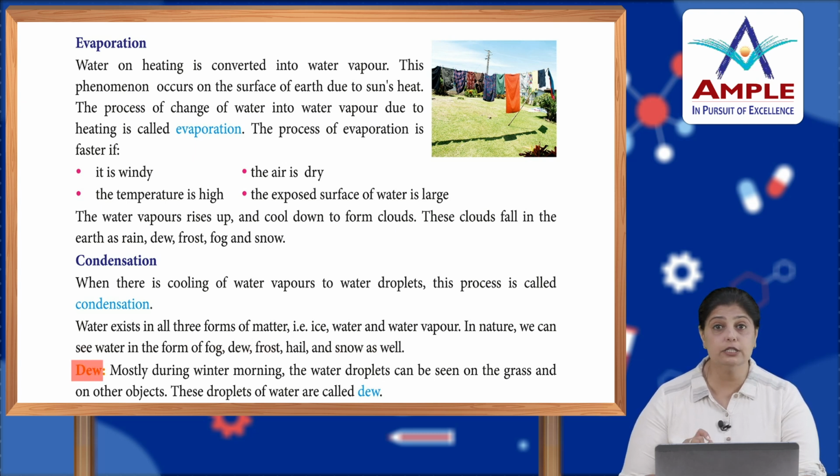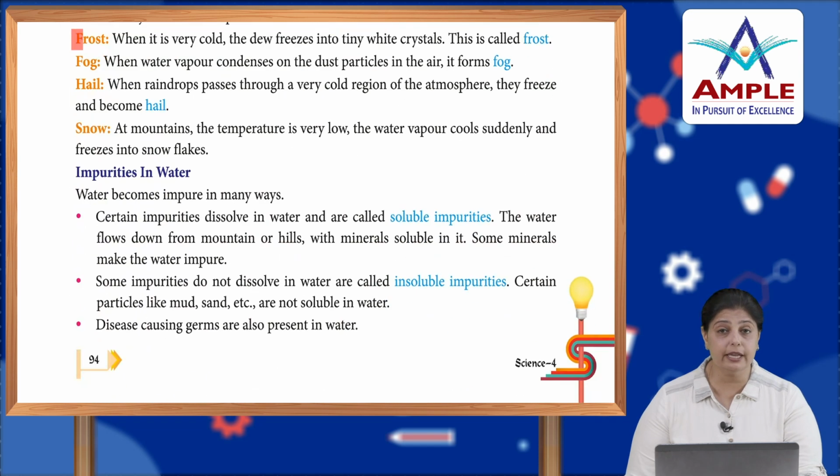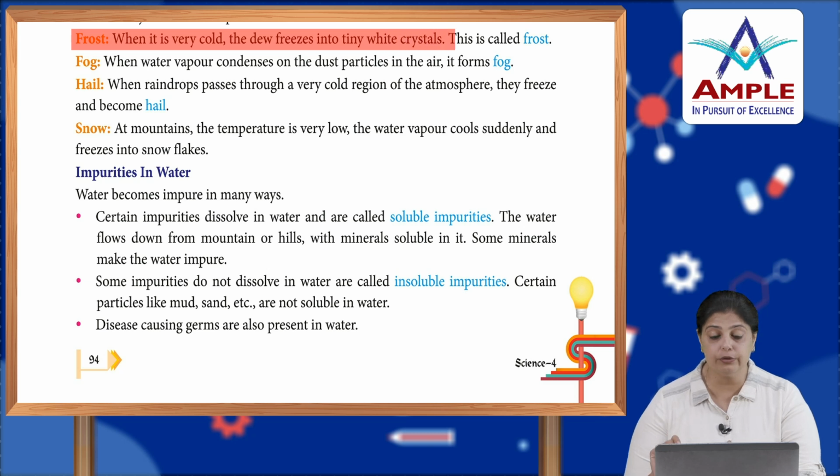Now, what are these? What is dew? Mostly during winter mornings, you must have observed that water droplets can be seen in nature, on the grass and on some other objects also. In the early morning you must have seen that, during winters especially. These droplets of water are called dew. In the case of frost, when it is extremely cold, the dew freezes into tiny white crystals. These tiny white crystals are known as frost.